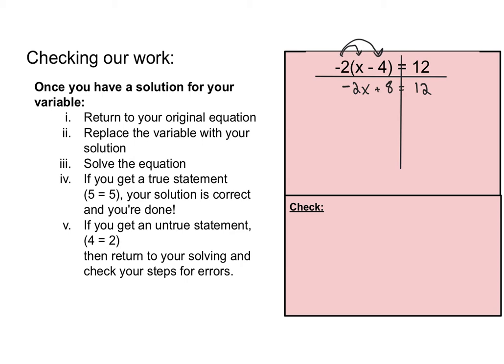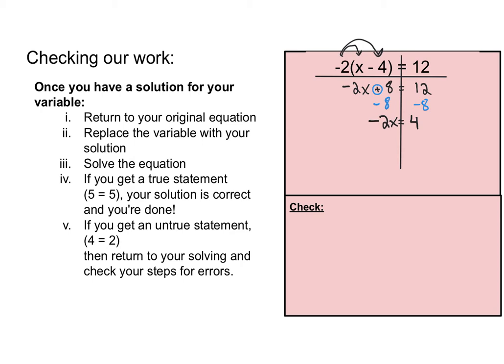My next step, I'm going to go ahead and combine my constants. So since I have a positive 8 right here, I'm going to subtract 8 from each side. Remember, we have to keep that equation balanced. That simplifies down to -2x equals 4.